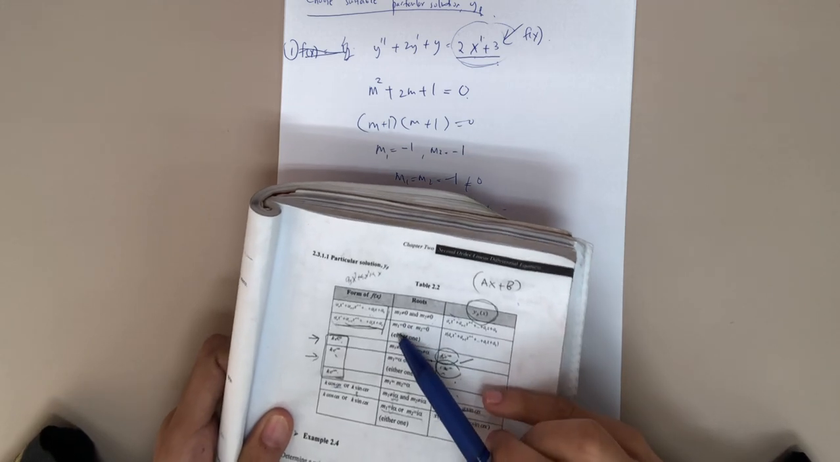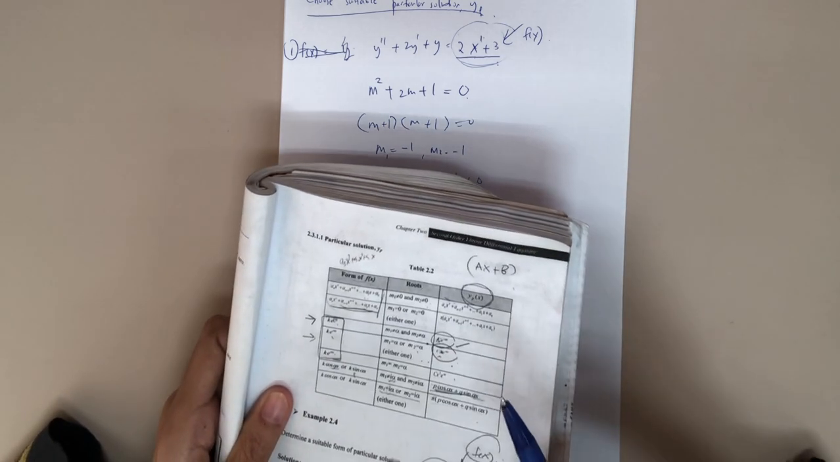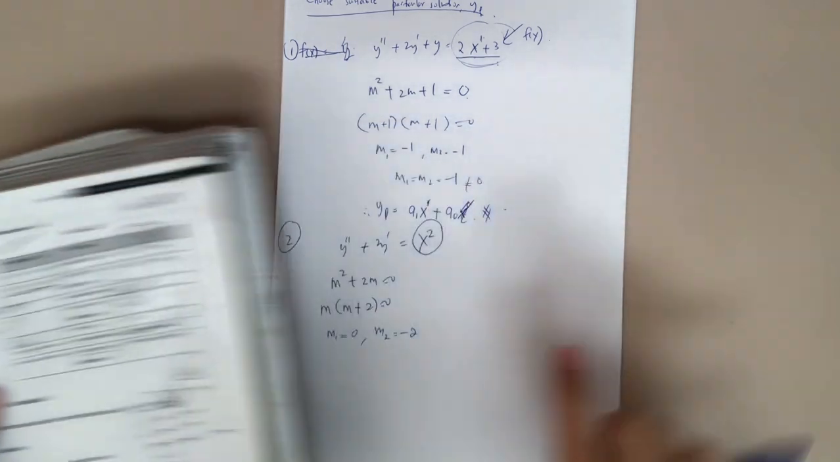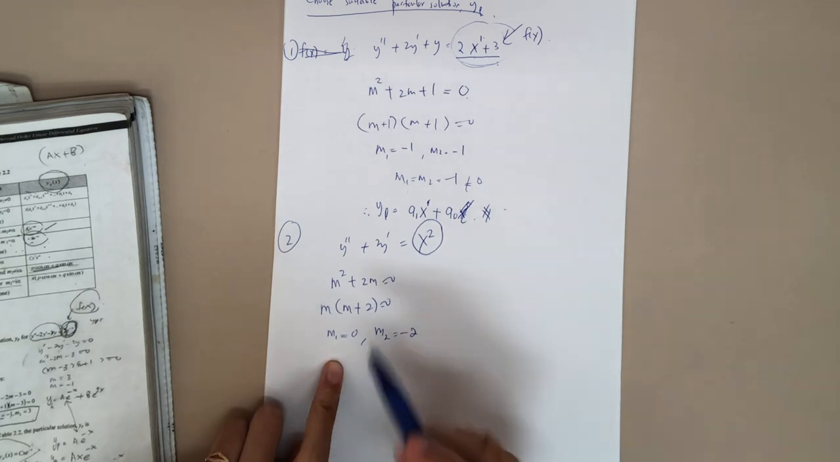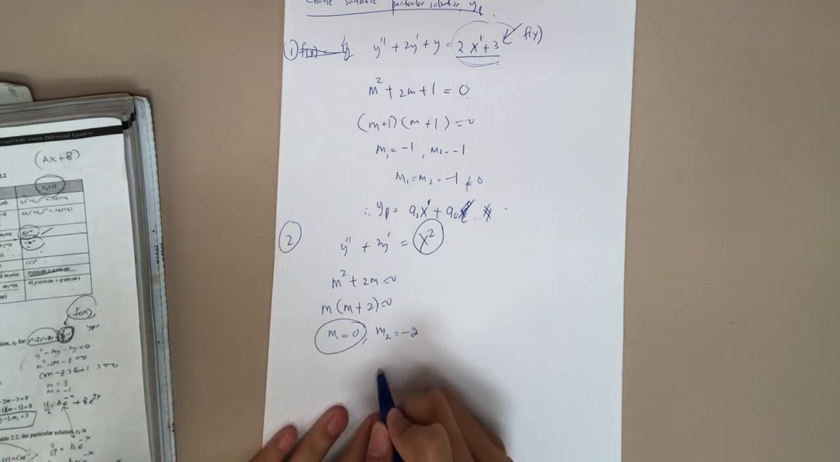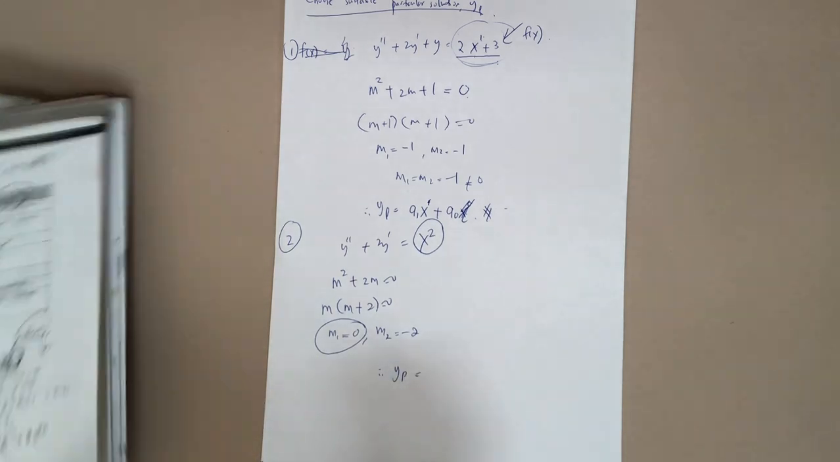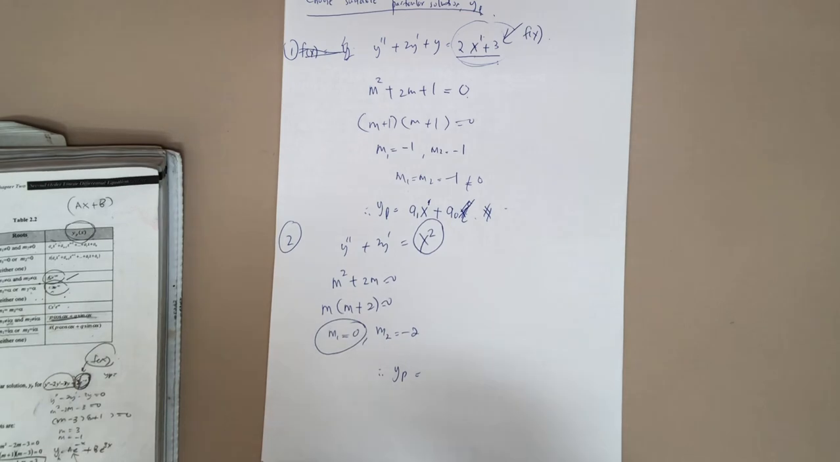It says that m1 equal to 0 or m2 equal to 0, which means it's either one. Yes, you have m1 equal to 0 and m2 equal to negative 2. That means you already have m1 equal to 0 here. So therefore, the correct yp here is the second one, the second row.